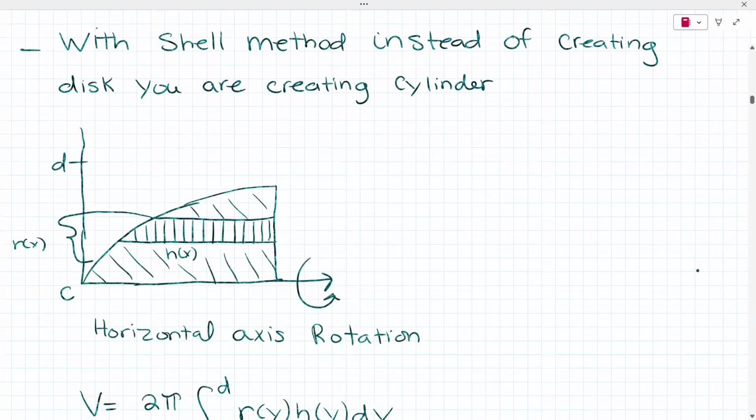Here's an example of the shell method. This graph looks like some kind of square root of x, and then you have this vertical line right here. It has a horizontal axis of rotation. This is big R. This R of x represents a radius.